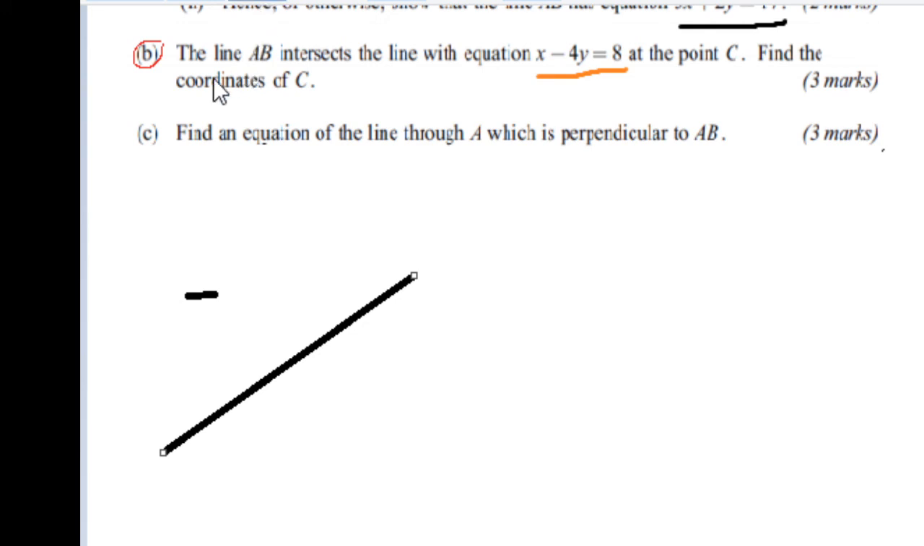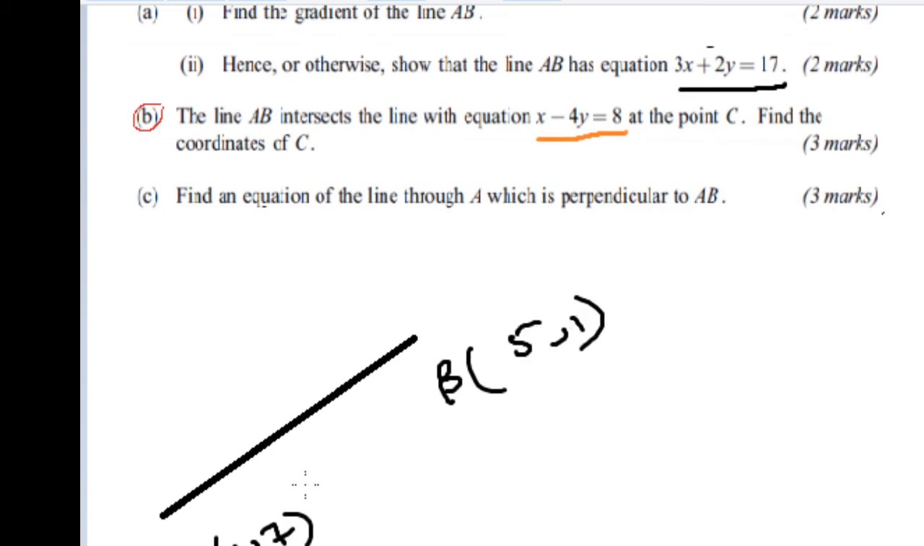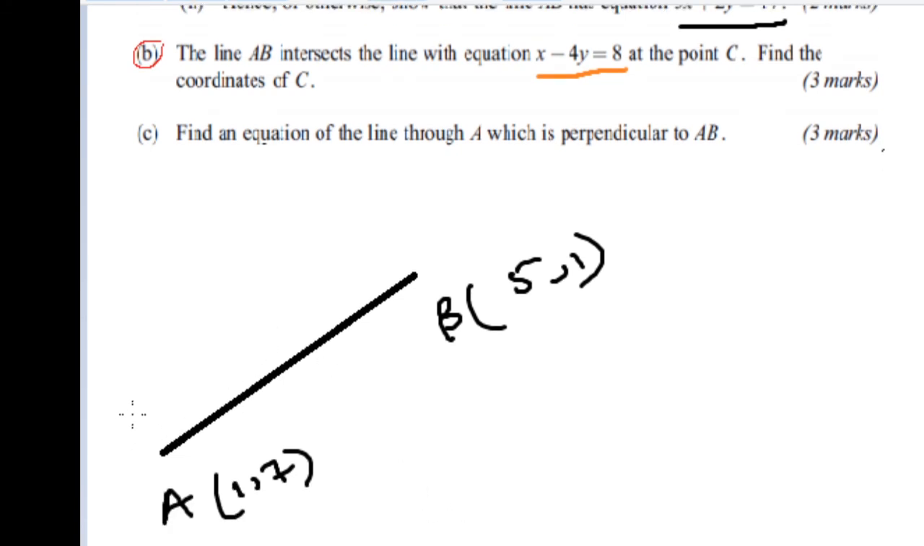This line AB is here, and there is another line which is perpendicular to AB. This point is point A, and that point is B. A is 1 and 7, and B is 5 and 1. Now the line which is required is passing through point A and is perpendicular to AB. So see, I'm doing what here? This line is passing through point A and is perpendicular to AB, making a 90 degree angle here.